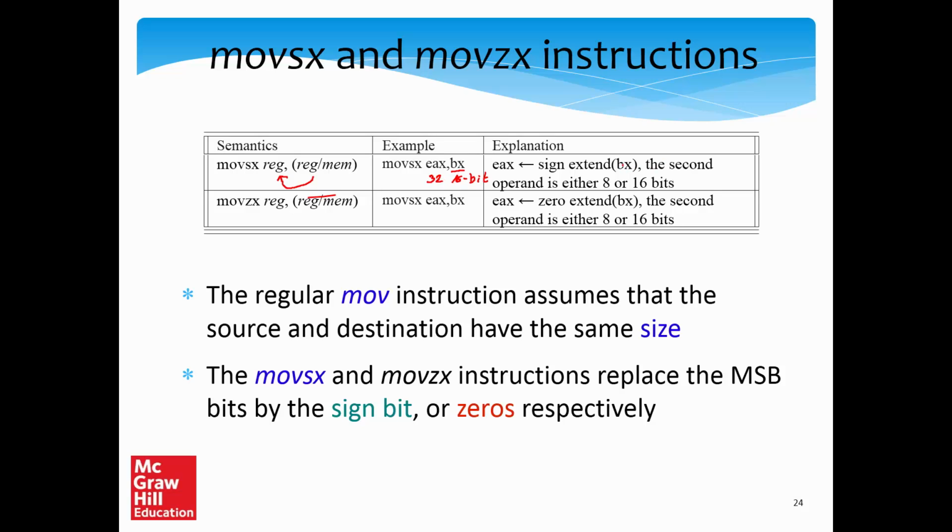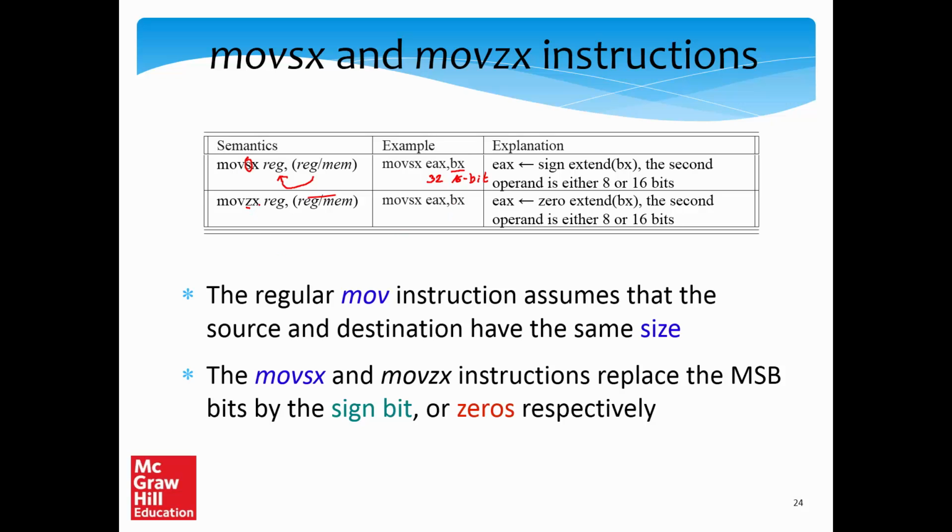So what we do is that we read the value of BX, and S stands for sign. The S here stands for sign extend. So we extend the sign of BX, and then we save it in EAX. The second operand in this case can be either 8 or 16 bits, that's fine. And we extend the sign of BX and save it in EAX.